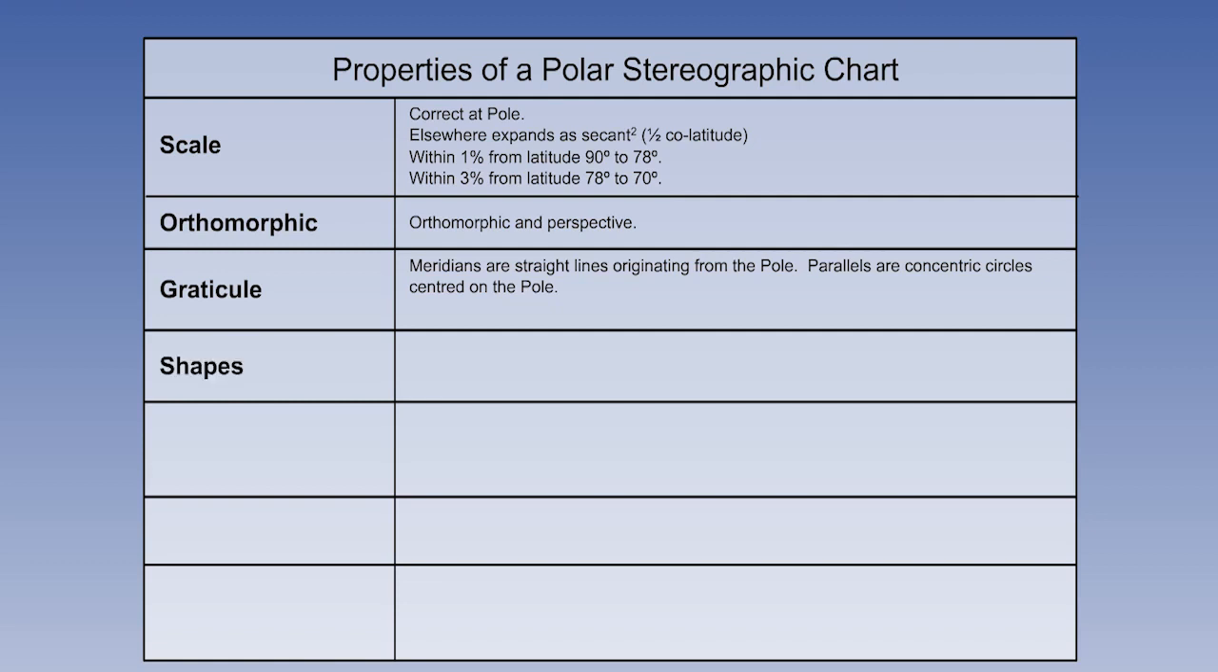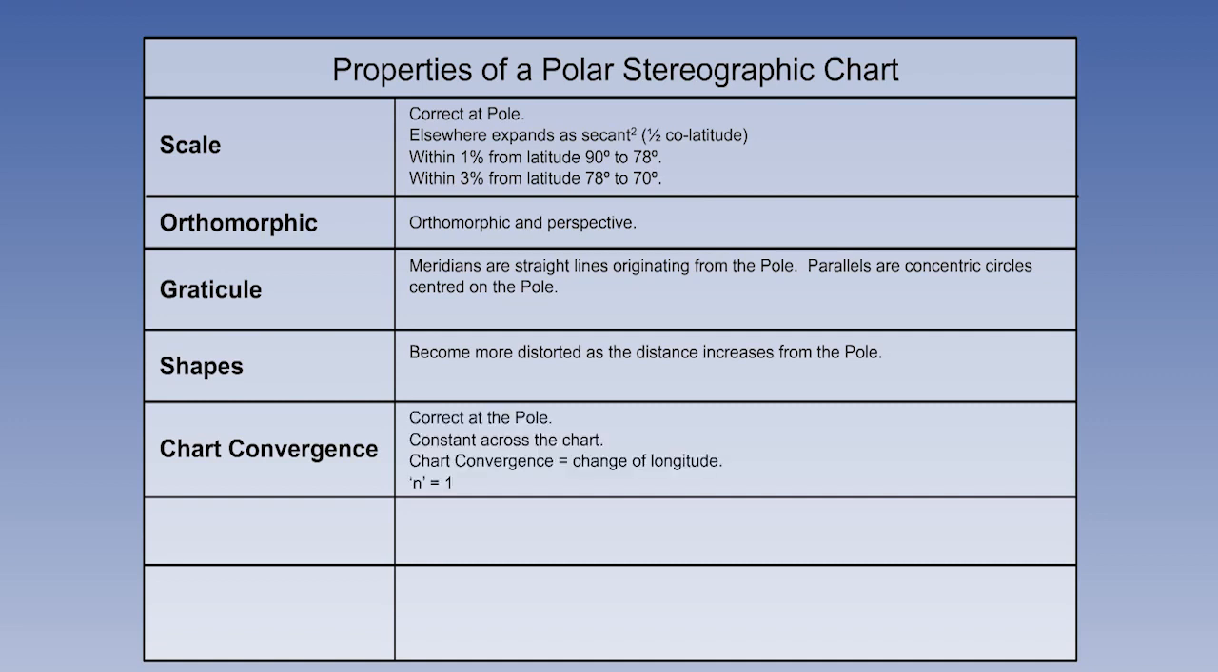We looked at shapes. They become more distorted as the distance increases from the pole. Chart convergence will be examined in slightly more detail in the next lesson. It's correct, which means the same as on the Earth, at the pole. It's constant across the chart, and the chart convergence between any two meridians is equivalent to the change of longitude whatever the latitude. In other words, the n factor is 1.